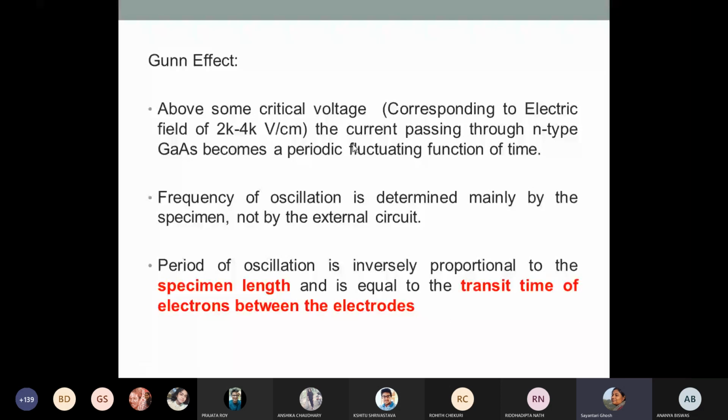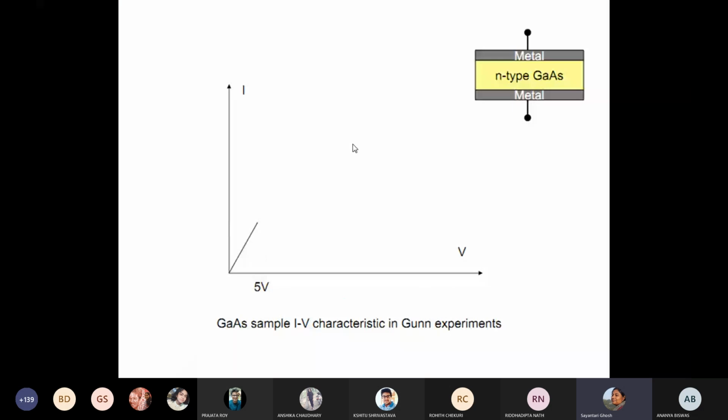Yeah. So if you apply a voltage above a critical voltage, then suddenly you see these oscillations. This effect is called the Gunn effect. This is the first observation that Gunn made. J.B. Gunn was doing an experiment with an n-type slab, and he saw that as you go on increasing the voltage beyond a certain voltage, suddenly you see these oscillations.